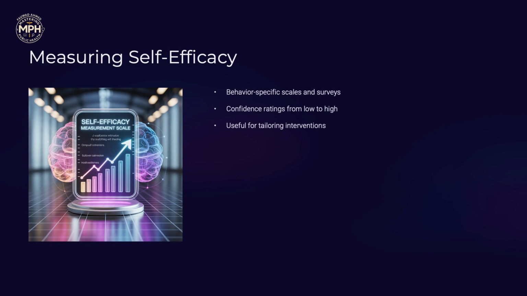Fifth is measuring self-efficacy. Self-efficacy is measured using behavior-specific scales. These tools ask people to rate their confidence in performing a specific action. For example, how confident are you that you can exercise for 30 minutes, 3 times a week? Responses are often on a scale from 1 to 5 or 10. The results help educators tailor interventions to meet people where they are.